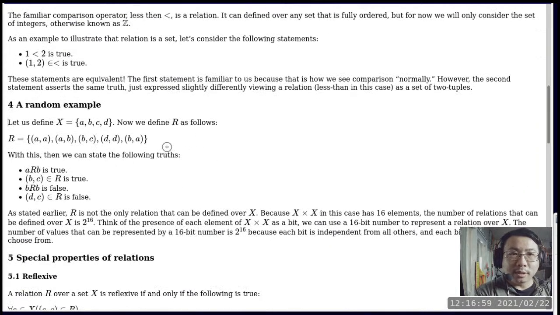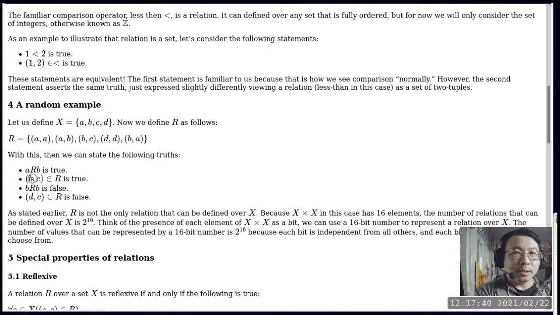Section 4 basically just talks about a random example. In the random example, we have X itself has 4 elements, just a, b, c, d. And we can define a random relation. In other words, this relation has no particular meaning. All I want to do is to illustrate various ways of describing how members of X relate to each other or not. So we say aRb is true because (a, b) is a two-tuple in R. Or otherwise we can also say a does relate to b.